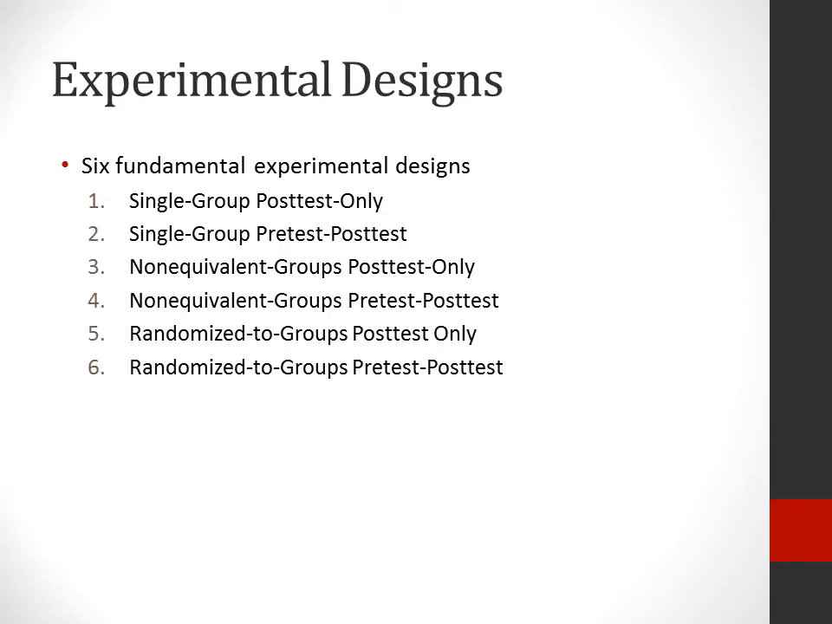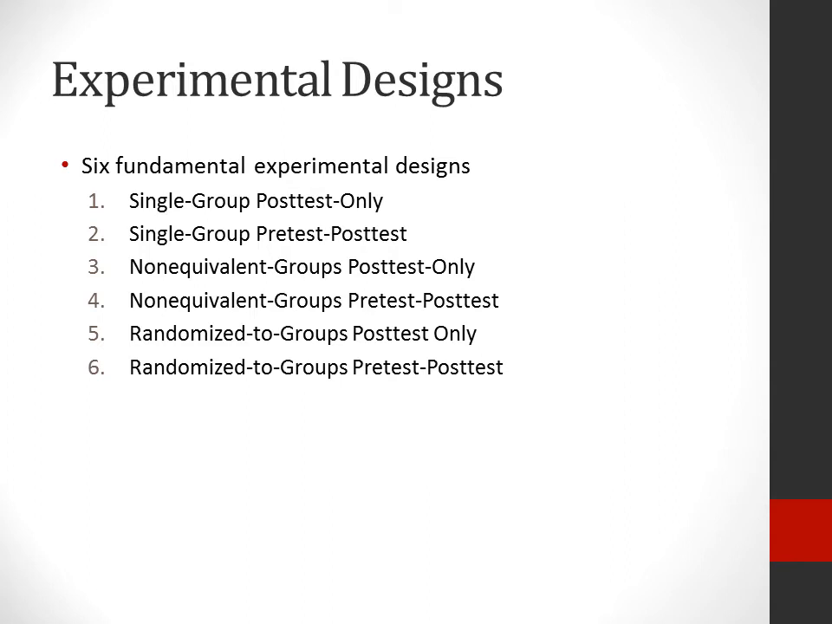There are 6 fundamental experimental research designs, and I don't expect you to memorize all of them. However, I do want you to be familiar with the basic components of each of them. If you look at the 6 different designs, they're broken up into 3 participant categories. So first we have a single group, then we have non-equivalent groups, and then we have randomized groups. In our single group category, we can develop designs that are post-test only or pre-test and post-test to mark the evaluation of an intervention within a single group.